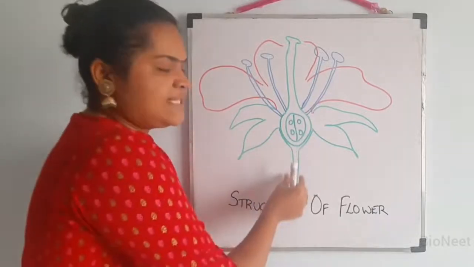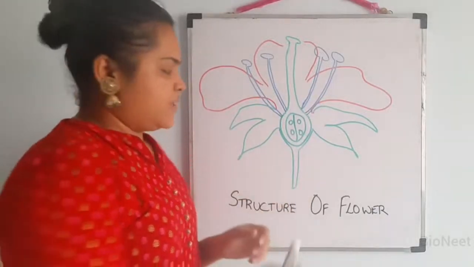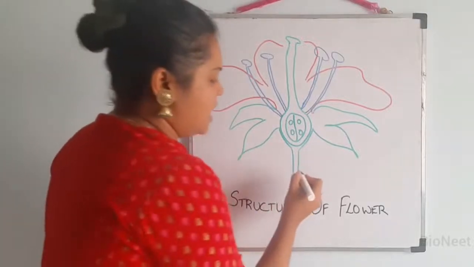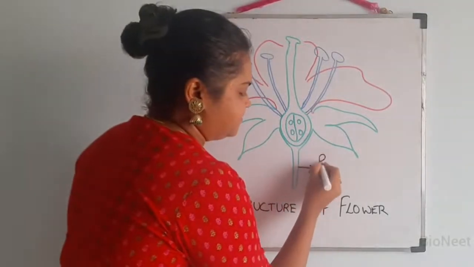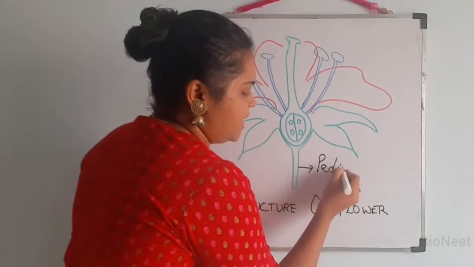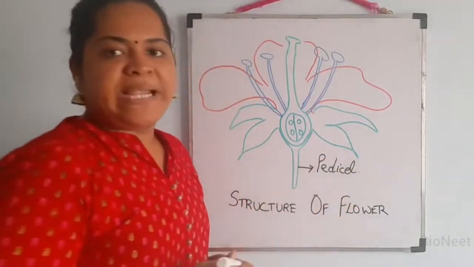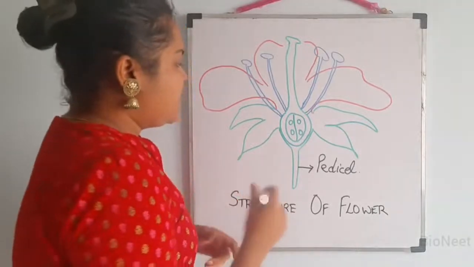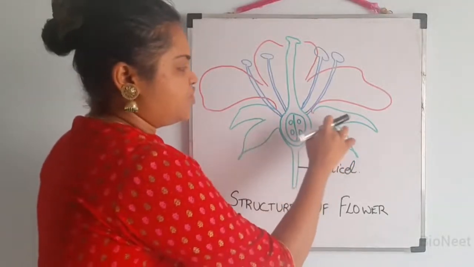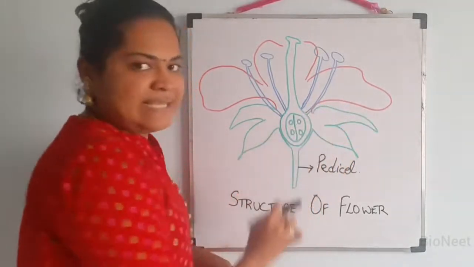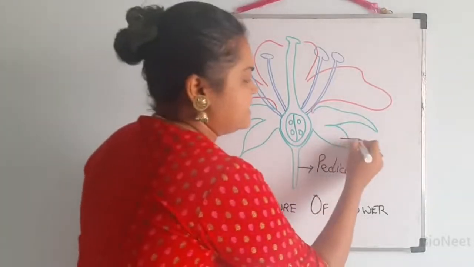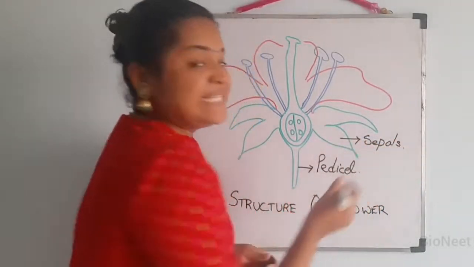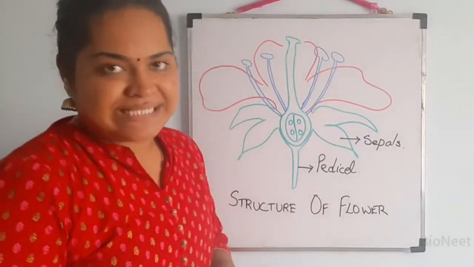You can see the stalk of the flower, right? You can see a green colored structure like a stem. That is called the pedicel. The pedicel is nothing but the stalk of the flower. Now, can you see the green colored structures just above the pedicel? Those are the sepals. Together we call them sepals.